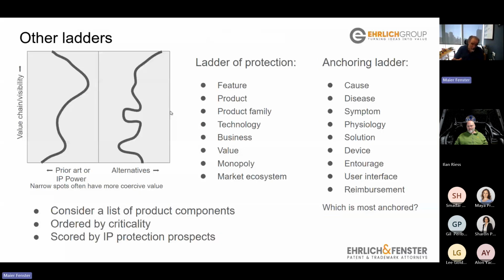Here are ladders I didn't put in. Okay, what are you protecting? Anchoring ladder. Usually there's something that can't change, like in a medical situation, physiology can't change and reimbursement changes slowly. And the question is always, is my IP on that anchor or further away?